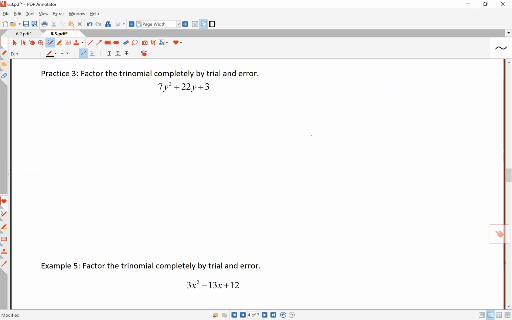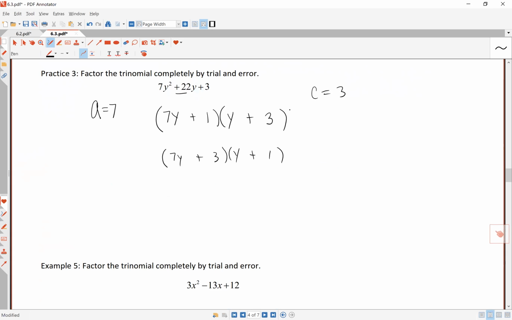Now that you've had a chance to work this out, I will work this out with you. In this case, a is 7, so we want to list the possibilities to get a 7y squared. We can have 7y and y. And because the c is 3, we can use 1 and 3, but a different factorization would be a 3 and a 1. Because we're adding up to a positive, we're going to use both positives in here.